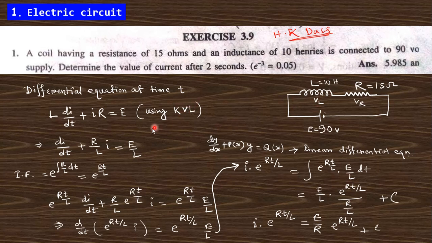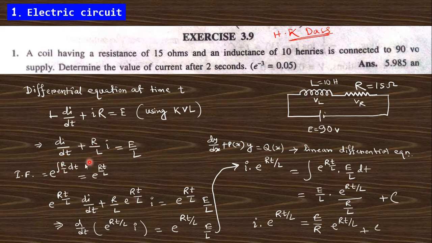Are you clear about the question? The differential equation of this circuit will be L di/dt + IR = E. This is the inductive voltage L di/dt, and this is the resistive voltage, and this will be equal to E by Kirchhoff's voltage law, KVL. Rearranging this, you get a first order linear differential equation, and to solve this type of linear equation you need to find the integrating factor, which is e to the power integral of p dx.